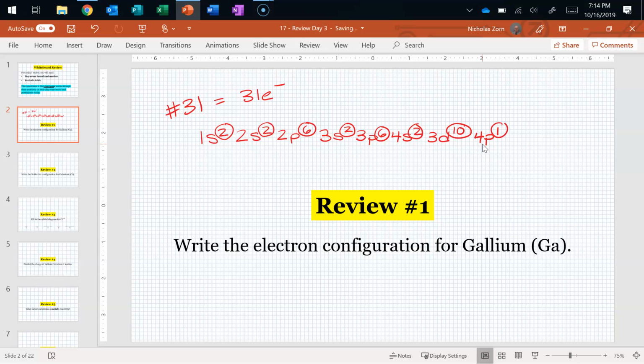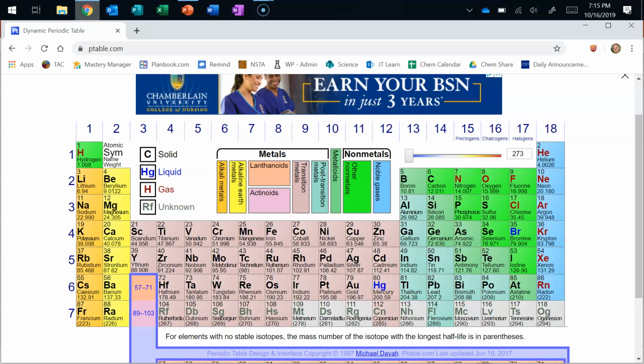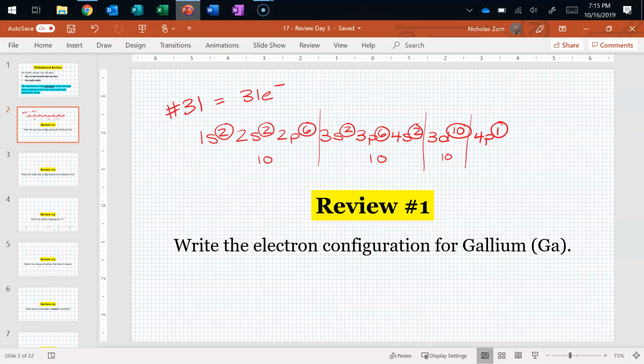So let me just do some math here to make sure that I'm right. So up to this point, I have 10, and then there's another 10 here, there's 10 here, and then boom, there's 31 electrons. And if I go back to the periodic table, we can see if we go to the fourth level that gallium, number 31 here, is the first element in the P block on level 4. So then I know that I've done this correctly.